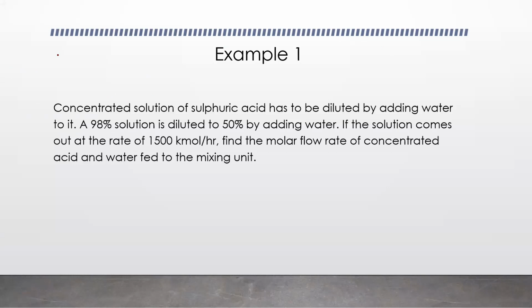Concentrated solution of sulfuric acid has to be diluted by adding water. 98% solution is diluted to 50% by adding water. So we are mixing basically sulfuric acid solution and water. So I'll draw a block diagram of the mixing unit. And I'm going to take sulfuric acid over here, and I'm going to add water from here. So sulfuric acid stream, let's call it S, and water stream, let's call it W, and the dilute sulfuric acid stream, let's call it D.